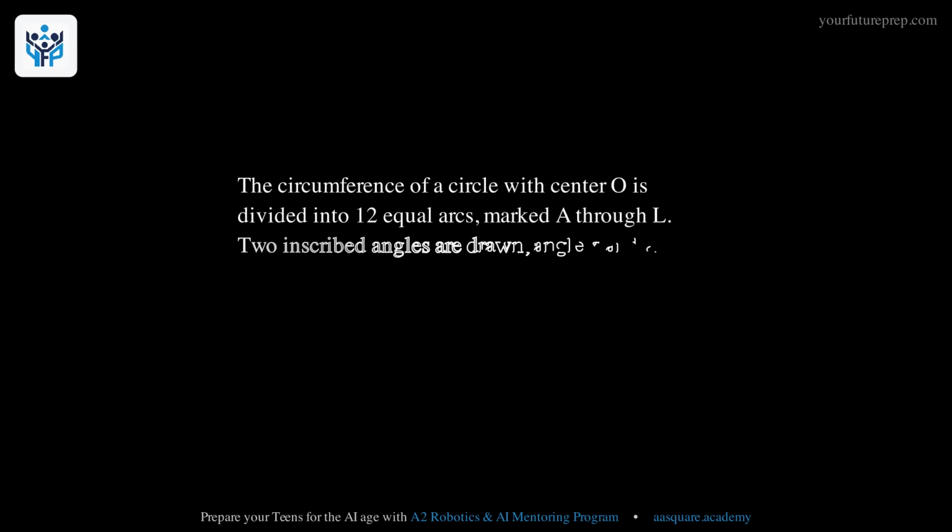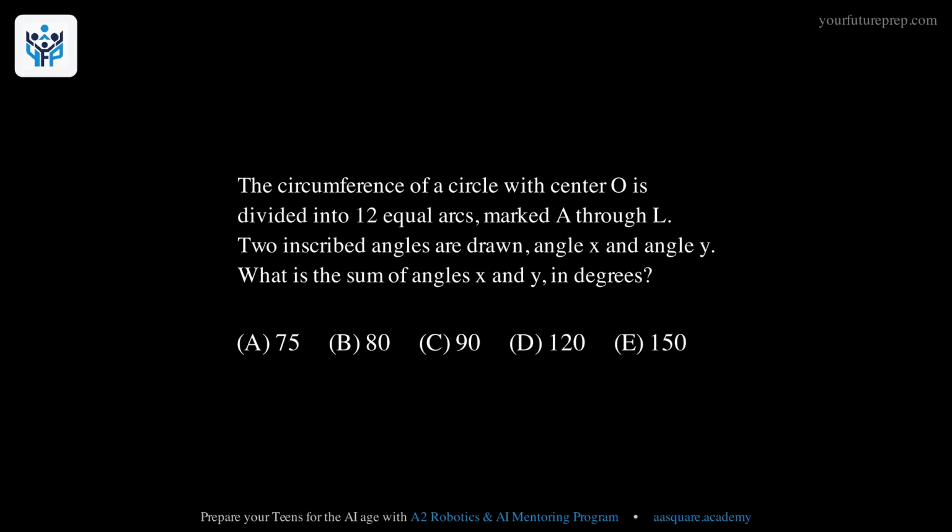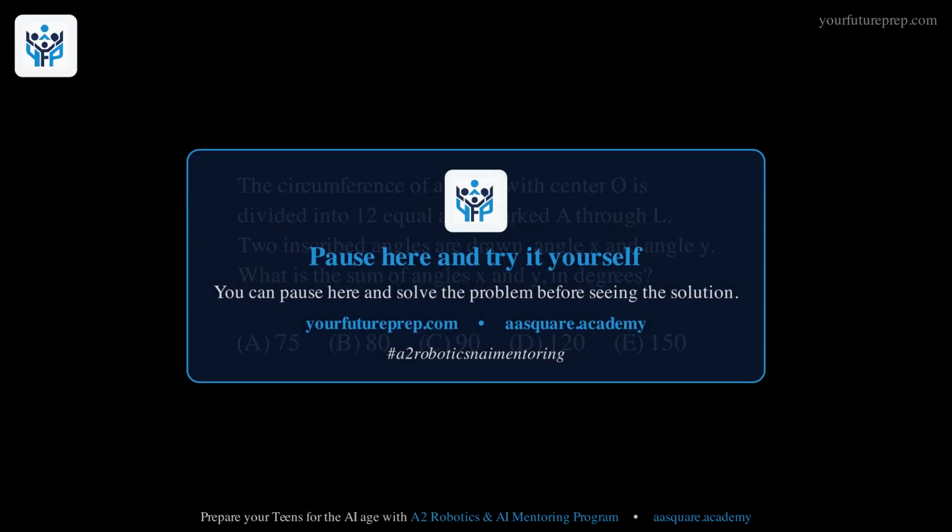Here's problem 15 from the 2014 AMC 8. The circumference of a circle with center O is divided into 12 equal arcs, marked with the letters A through L. Two inscribed angles are drawn, angle X and angle Y. What is the sum of the angles X and Y in degrees? You can pause here and solve the problem before seeing the solution.